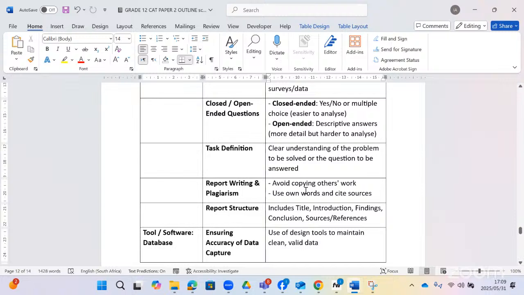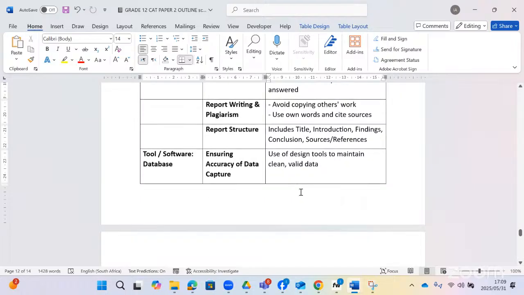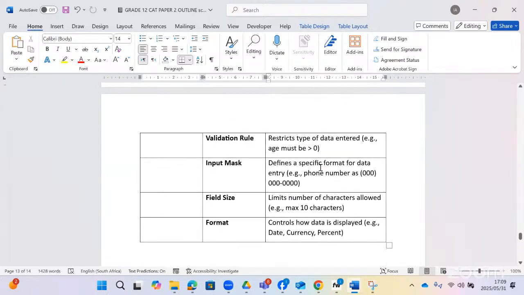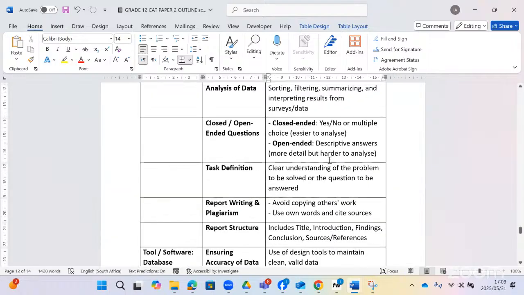Report writing, what does it involve? And then also, how do you avoid plagiarism? Then also software to check plagiarism and others, and then how to ensure accuracy of data capture, like for instance, validation rules and input masks. You must know all these. So basically, information management involves these types of questions.